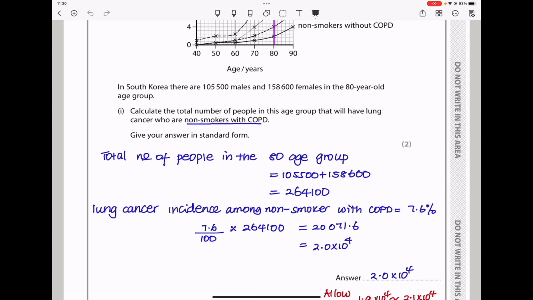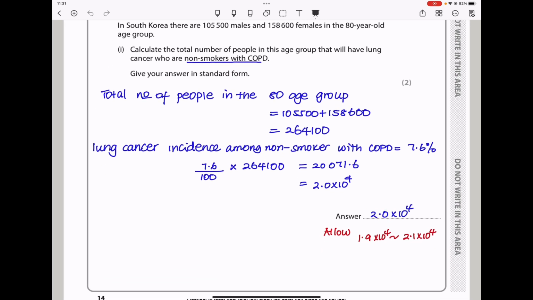They want us to give our answer in standard form. So total number of people in the 80 age group are going to be that plus that, giving me 264,100. And since my percentage is 7.6%, so 7.6 divided by 100 times that gave me 20,071.6, which corresponds to 2.0 times 10 to the power 4 in standard form. So my answer is that, although the allowed range is between that and that.